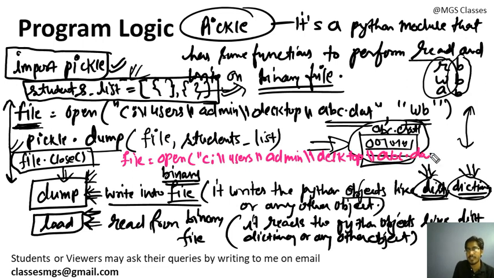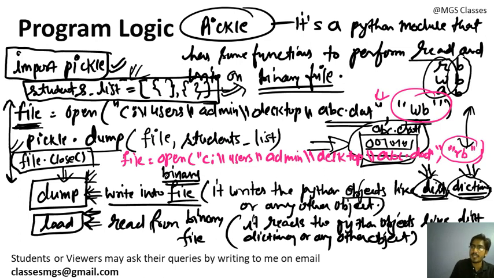This file should be on the computer. I have already created this file using the dump method. Now I will pass the mode. Here you should write the read binary mode, so read binary mode will be rb, you need to pass. Previously you passed write binary mode. This time you are opening the file in read binary mode.